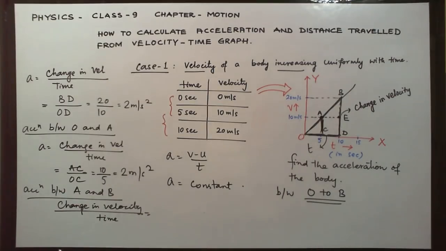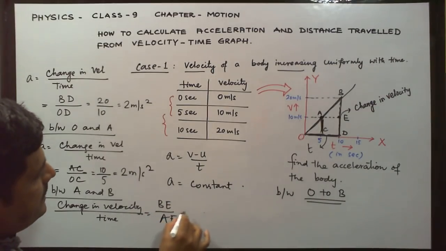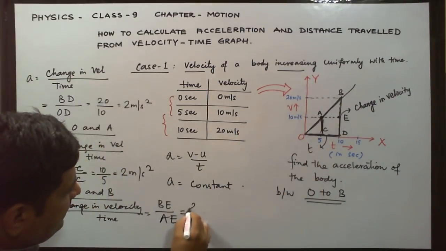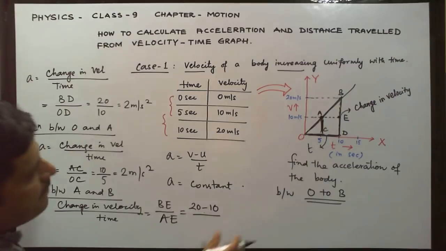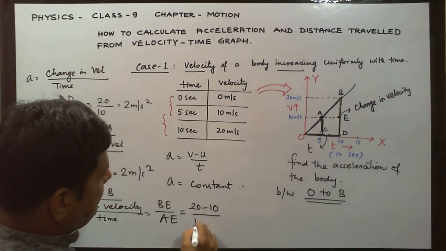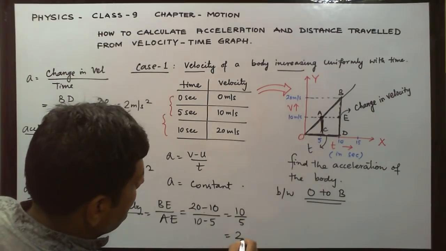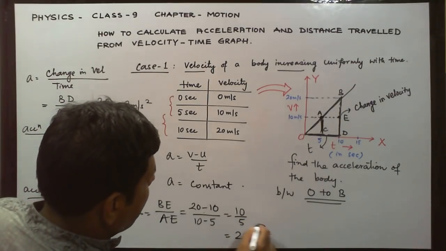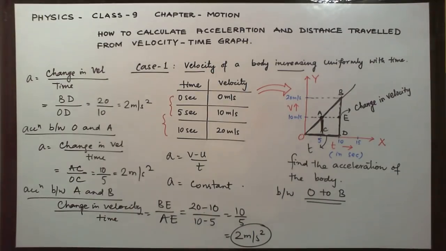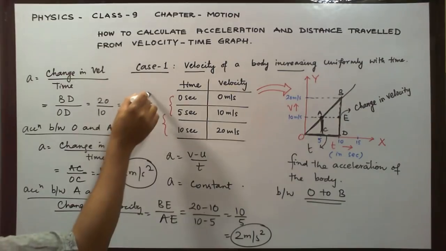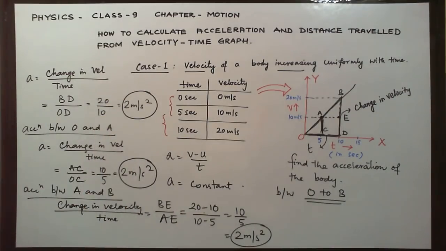So it is BE upon AE, and what is the length of BE? It is 20 minus 10, divided by AE, which is 10 minus 5. So it is 10 by 5, we get 2 meter per second square. Now what is the thing we are finding out? Acceleration. And what is the value we get? 2 meter per second square.